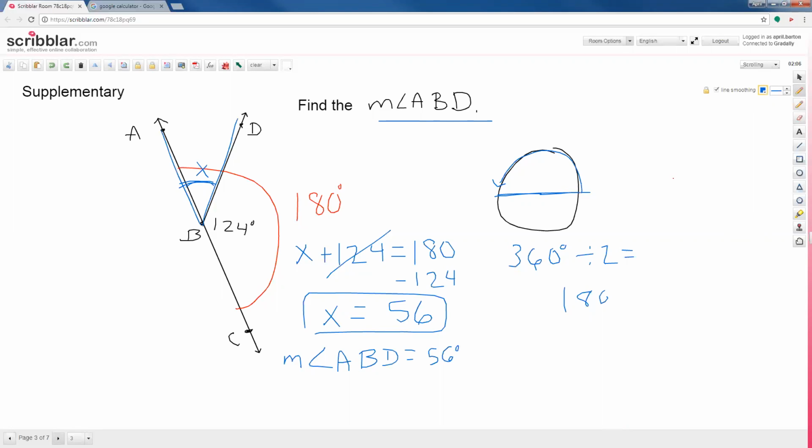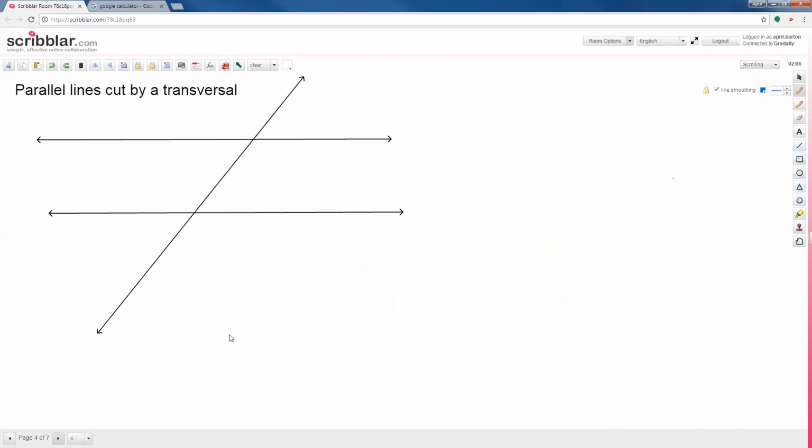So we have vertical, complementary, supplementary. We also have parallel lines cut by a transversal. So when you have parallel lines cut by a transversal, we actually have a lot of different angles here. These two lines form 8 angles. There are 8 different angles formed here. And if they don't actually say in the sentence somewhere that these are parallel, you might see little arrow marks on the line. They'll be filled in. Those arrow marks mean these are parallel.